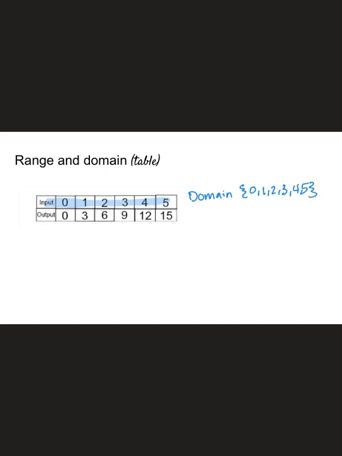And then the range is the output or the y values, and we already have those all. Oh, that's not what I wanted to do. I'm going to make that a highlighter. And the range, the outputs right there, they're already all listed. They also are already all in order. We got 0, 3, 6, 9, 12, and 15. And that's it for the table.